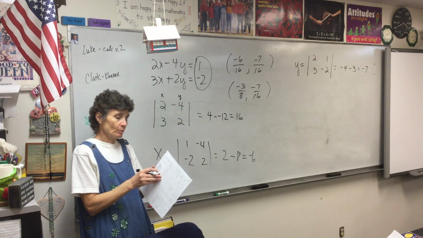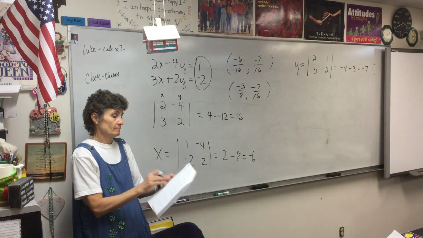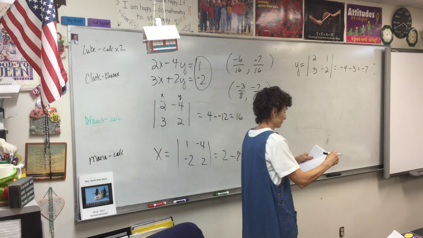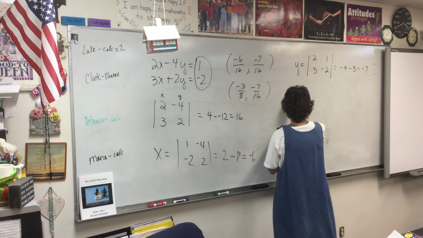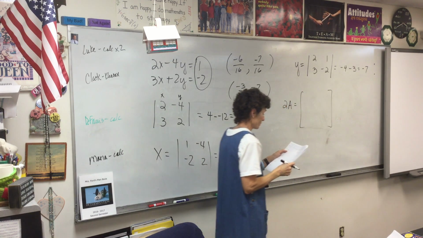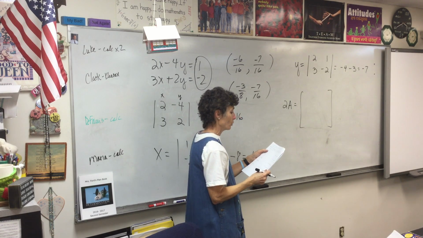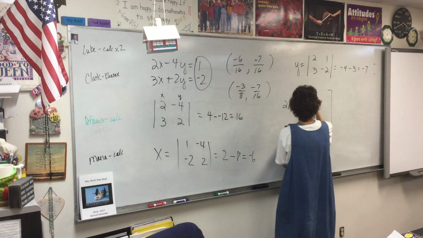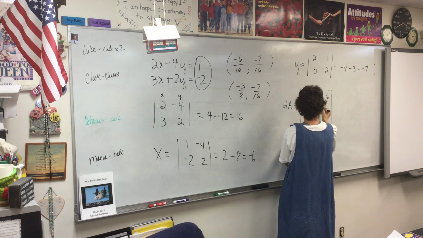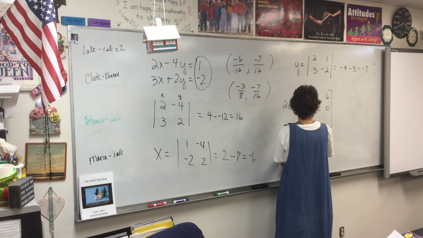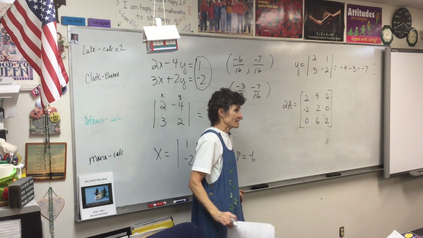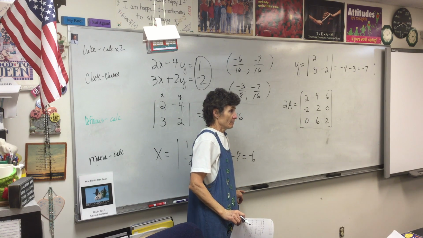All right, page 2. This is like the quiz you just took. What's 2A going to be? 2, 4, 6, negative 2, 2, 0, 0, 6, 2. Now honestly, if anyone misses that, you should be smacked, right? That's pretty easy.